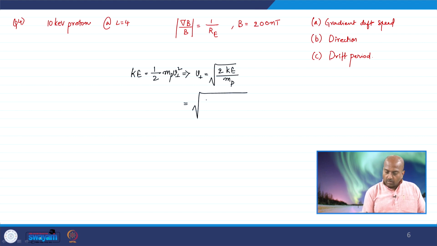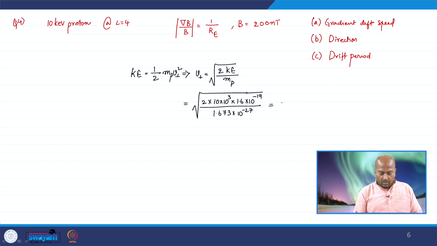So, that is 2 times 10 keV, which is 10 × 10^3 × 1.6 × 10^-19, divided by the mass of the proton, 1.673 × 10^-27, which will come out as 1.384 × 10^6 meters per second. We have just calculated the velocity of the particle.